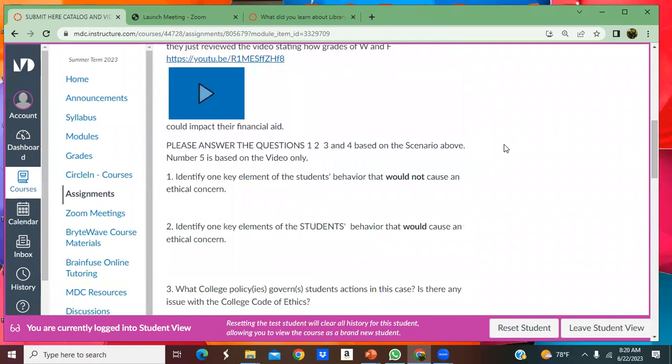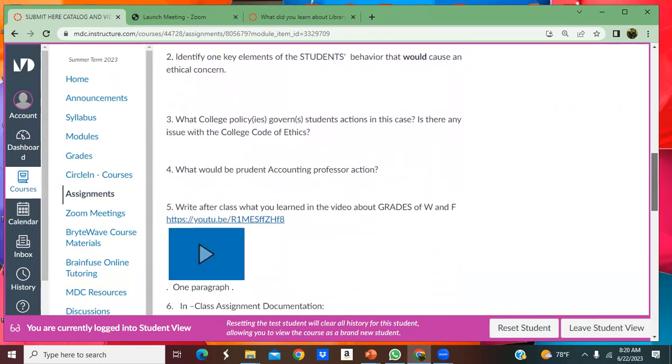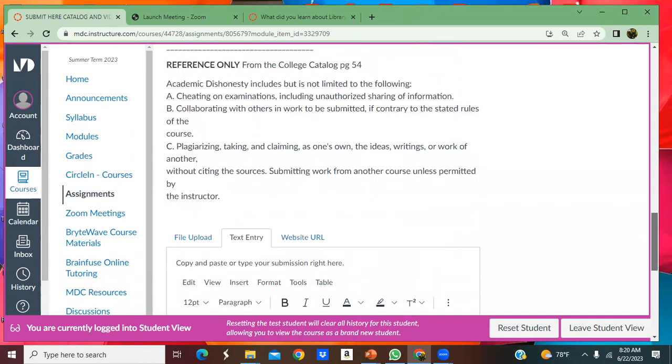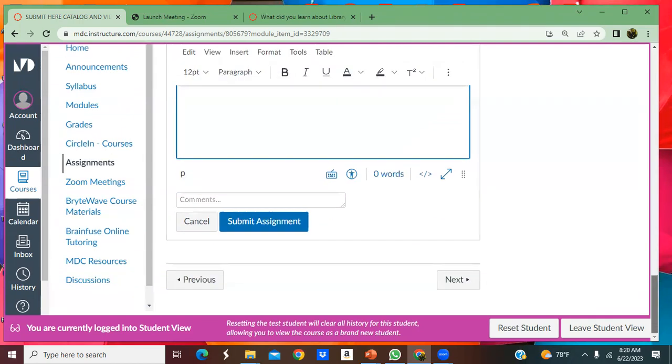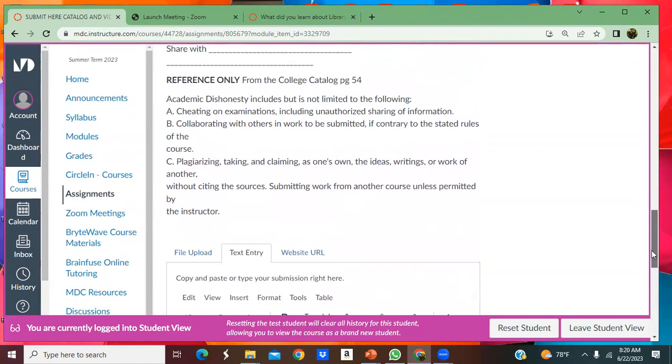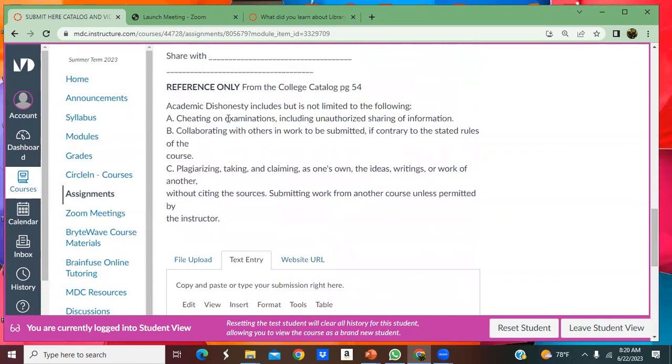Now, if you read the scenario again, the answer for number 2 would also include something else. Another problem. And here I want you to look at this section of the college catalog. Does everybody see this section? Let me have Michaela read this section.